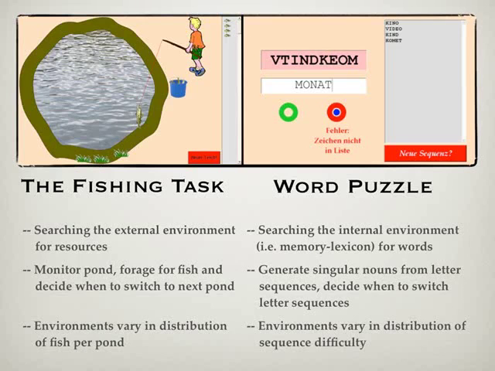So we wanted to look at whether people would follow these kinds of rules when they are facing these kinds of patch-leaving decisions. And we wanted to see whether people would do that in the same or different ways when they're doing an external search for resources out in the world and an internal search for information that's in their mind. So we set up a couple of tasks that we tried to make as analogous as possible to represent external search, a fishing task, I'll go through that in a second, and then an internal search, which is a word puzzle task, sort of like Scrabble, and I'll show you more details on that, to see how people are deciding when to leave these patches.